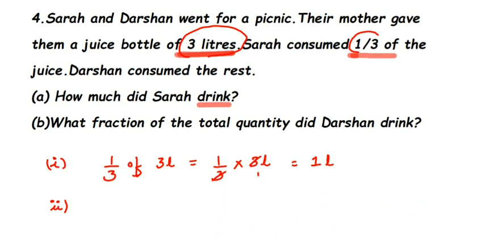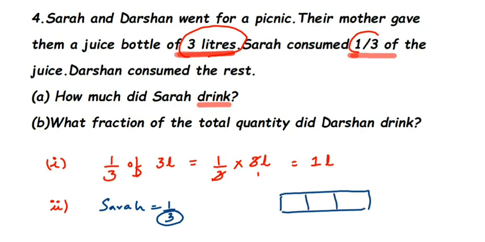Sarah has consumed 1/3, right? It is Sarah's fraction is 1/3, which means out of 3 parts, suppose there are 3 parts of juice, out of these 3 parts, Sarah has consumed the first part. Now we have to find out the remaining part which was consumed by the Darshan. So it will be the other remaining part. It will be 2/3 because 2 parts are left, so it will be 2/3.